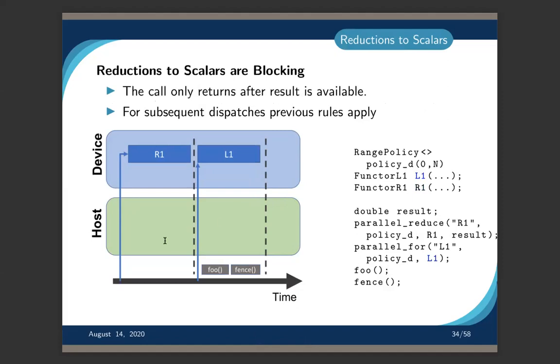Which also means that if you do R1 first, it only returns after it's done, and only then is L1 getting dispatched. In this case, L1 would still overlap with foo, because it all happens after the reduction is done.